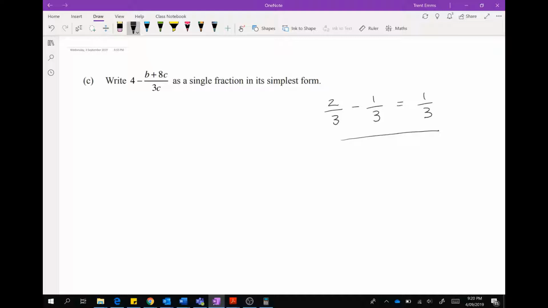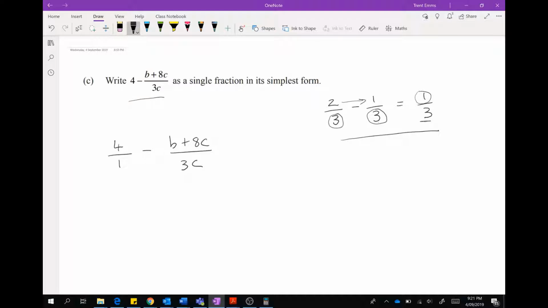Notice here that the denominator is the same, and when the denominator is the same, we just keep the denominator the same in the answer and we just subtract the tops, which will give us our 1 here. So what we need to do in this question is start by getting the denominators the same. We'll rewrite the 4 as 4 over 1, as this will make more sense as it being a fraction. So we've got 4 over 1 minus b plus 8c all over 3c.